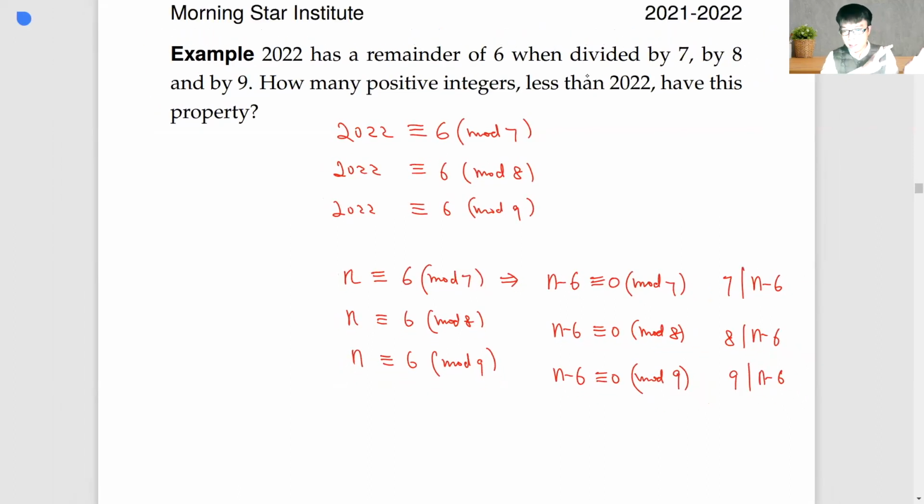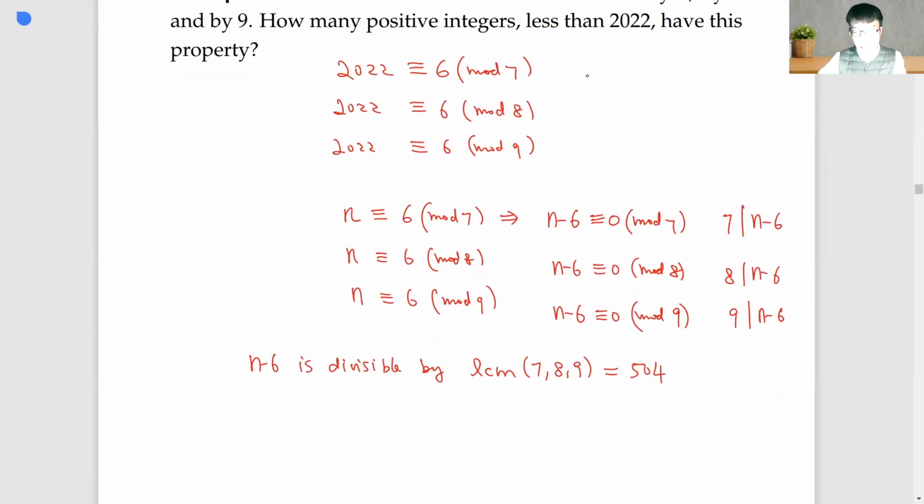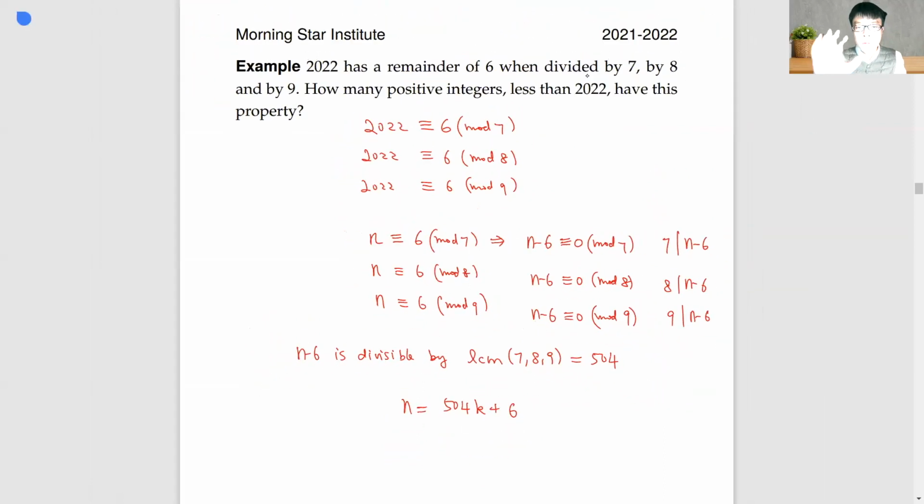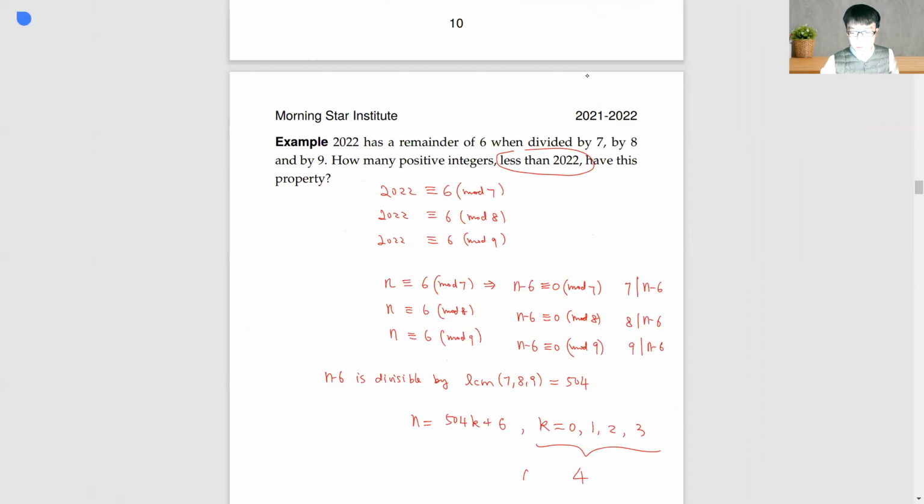That corresponds to a question we have done before. So n minus 6 is divisible by the LCM of the three numbers 7, 8, and 9, and it's just multiplying. We get 504. So n minus 6 is a multiple of 504. So we have n equals 504 times k plus 6. We require this number to be less than 2022, so we see what values k can take. K can be 0, the smallest case, and it can be 1, 2, and also 3. If k equals 4, that corresponds to 2022, so we consider less than 2022. So there are in total 4 such numbers.